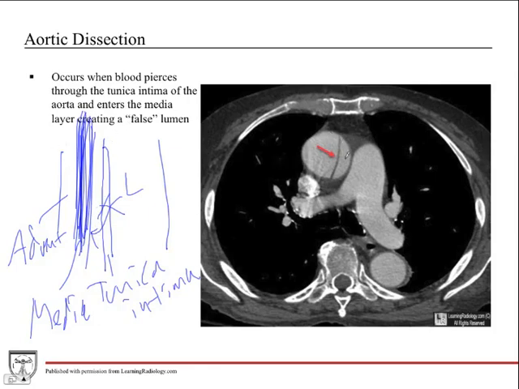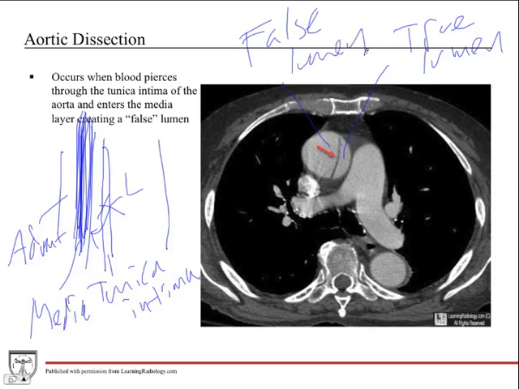And this is an axial CT scan showing a great view of it here. This would be a dissection in the ascending aorta here. And what you can see here is the true lumen. So the true lumen is the original lumen, so it's this lumen here in the original vessel. Then the false lumen is this lumen here.